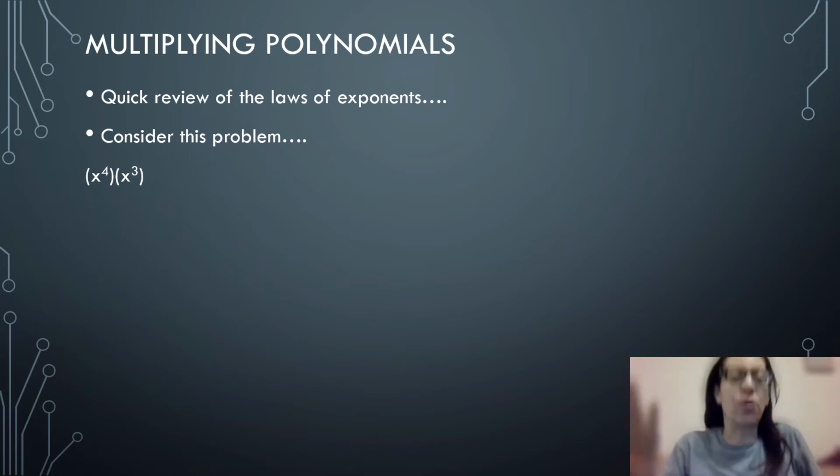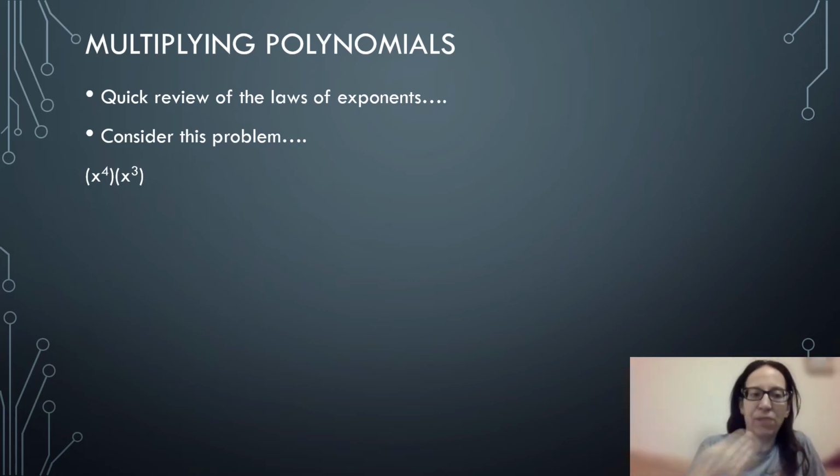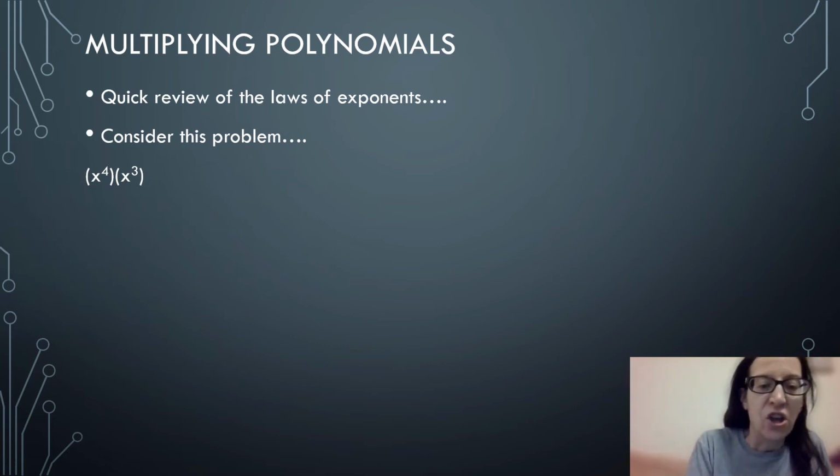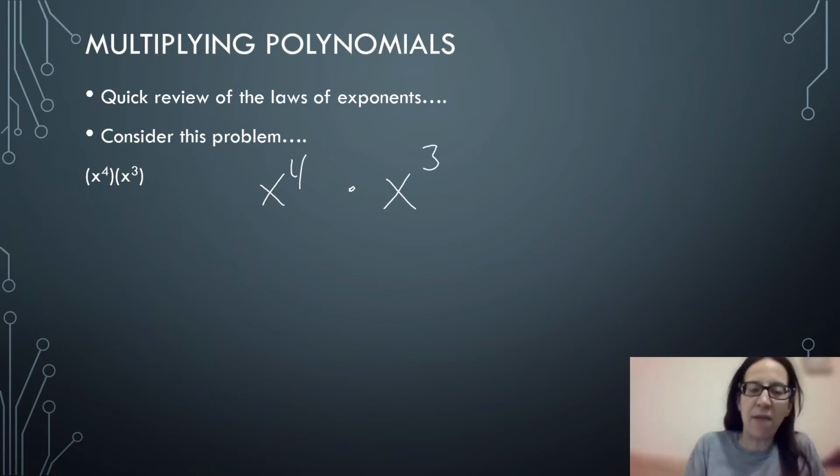Okay, so here's how you can reason it out. The reasoning is important because you absolutely will forget shortcuts. We are not doing shortcuts. You need to know why something works. So think about what this problem is. It is x to the 4th times x to the 3rd. Going back to the definition of what an exponent is, an exponent tells you how many times that particular expression is used as a factor.